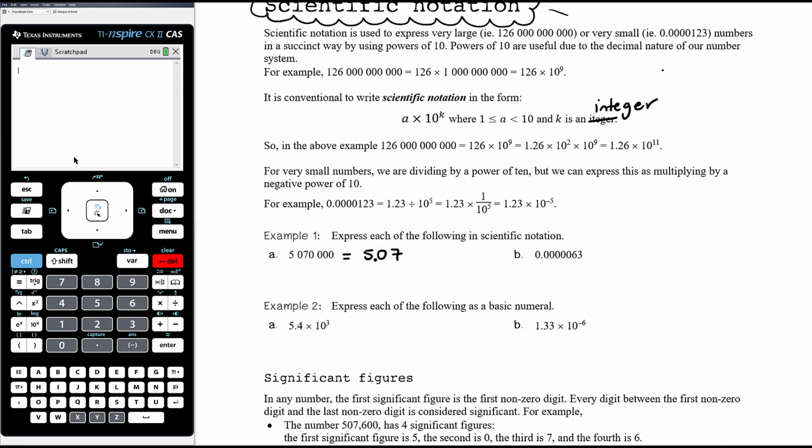So if I'm moving the decimal point here, I'm going to then need to multiply by 10, 1, 2, 3, 4, 5, 6 times to make these things equal, times by 10 to the power of 6.